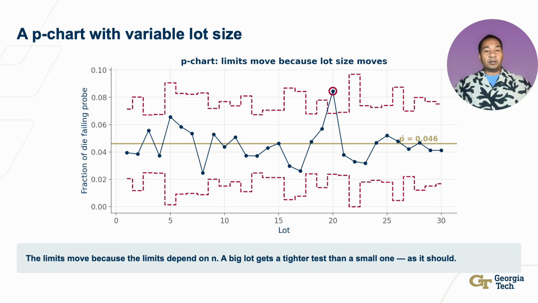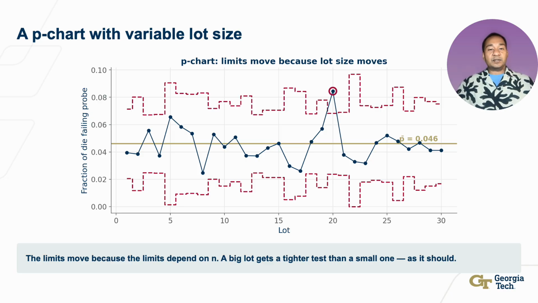Here is a P chart on real probe data. 30 lots, and the lot sizes vary from about 100 to 900 die tested. Notice the limits move. They step up and down from lot to lot, and they do that because the limits formula has n in it: P bar plus 3 times the square root of P bar times 1 minus P bar over n. Small lots, wide limits; big lots, tight limits. And that is exactly right, even though it looks untidy.